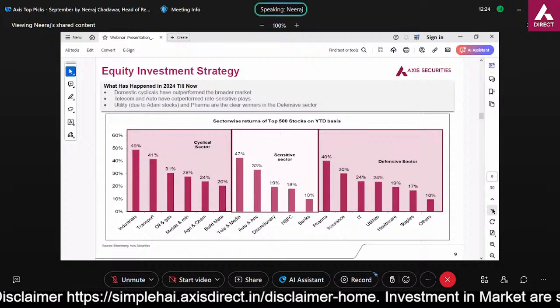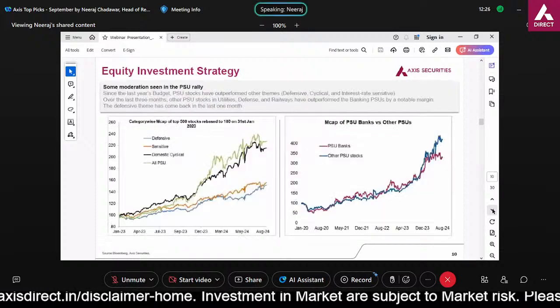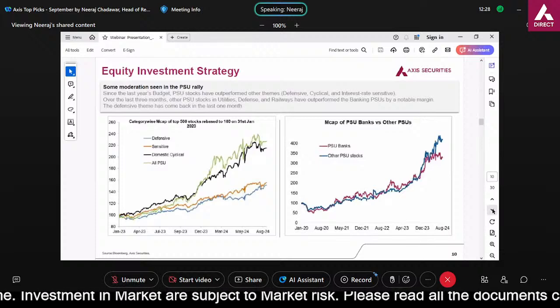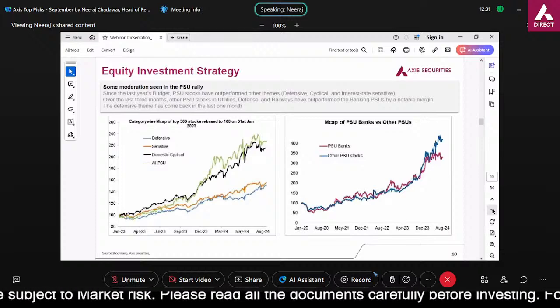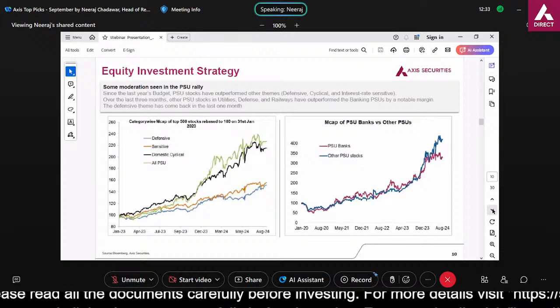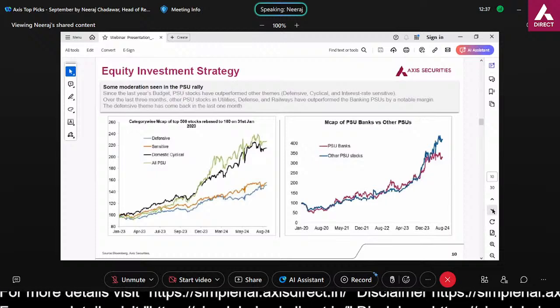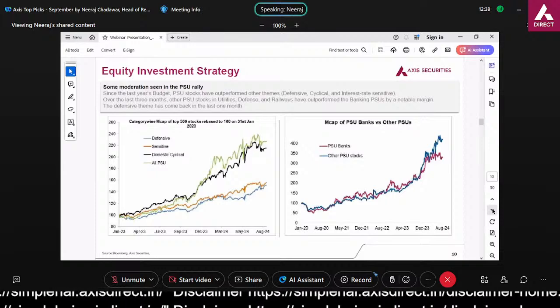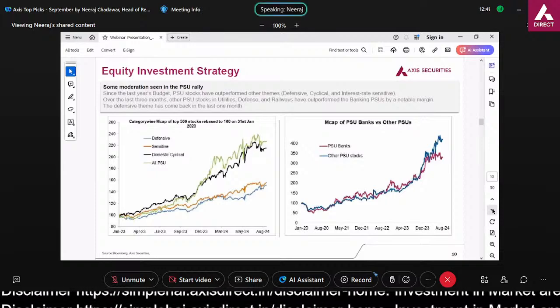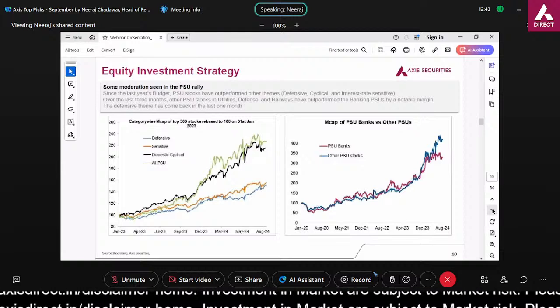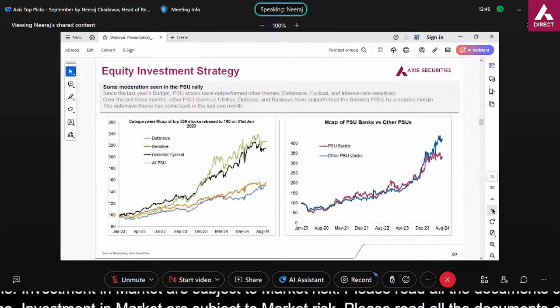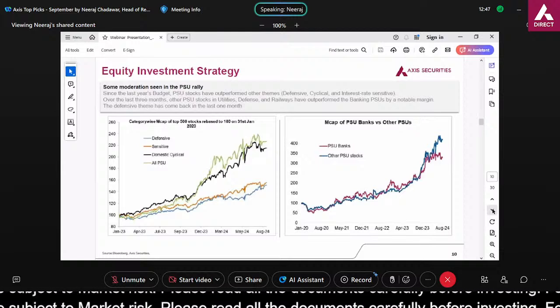Now, what has happened at the different themes level? Interestingly, defensive stocks have come back in the market, and PSU stocks have taken a pause in the last month. We have seen a solid rally in PSU stocks. Now after that rally, the money is shifting towards some other themes, and defensives are the winners at the current juncture.